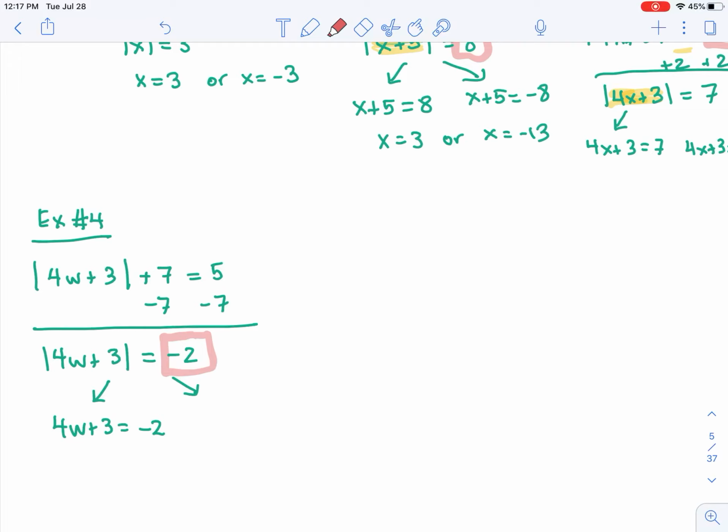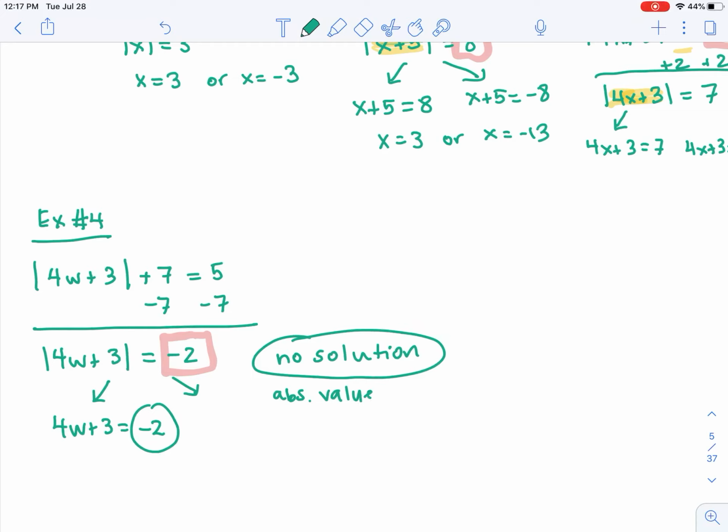Well, that's never possible. We can never represent distance with a negative number. So there will be no solutions that work out to -2. So we kind of have to catch this and be aware of the fact that the absolute value can never be negative, so there is no solution. So we'll say absolute value can never be negative.